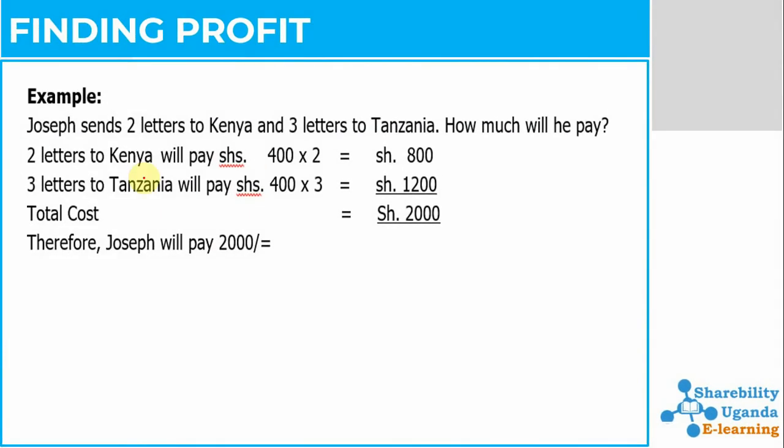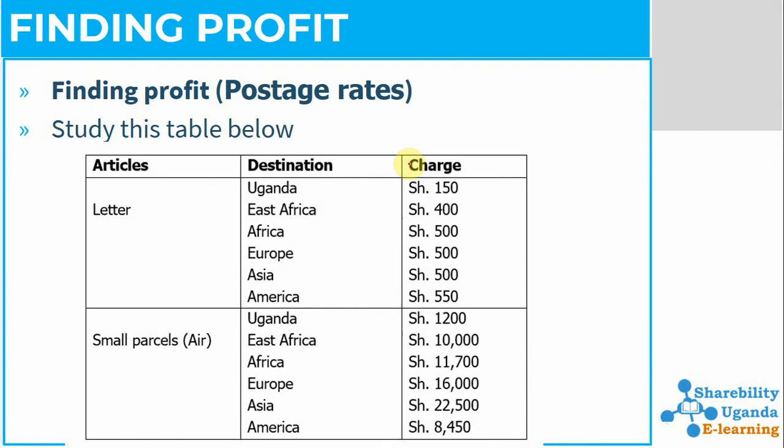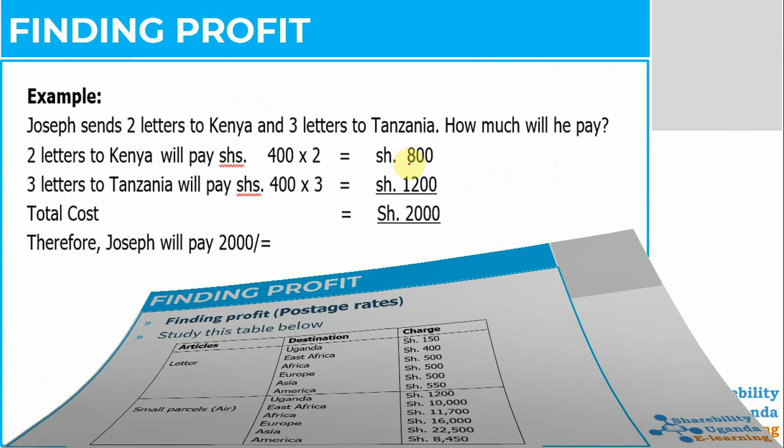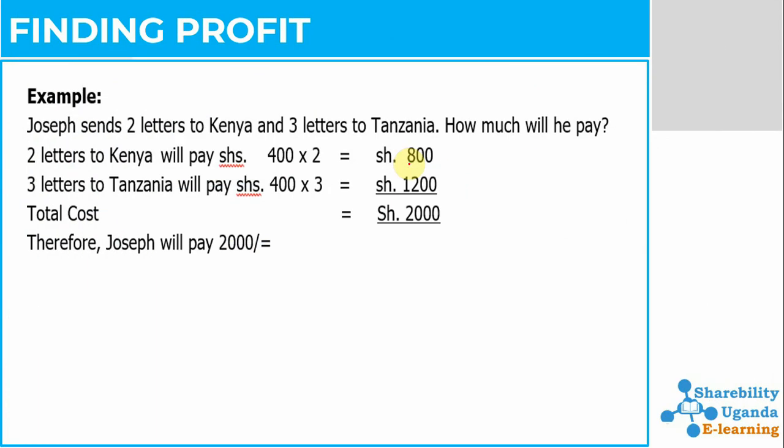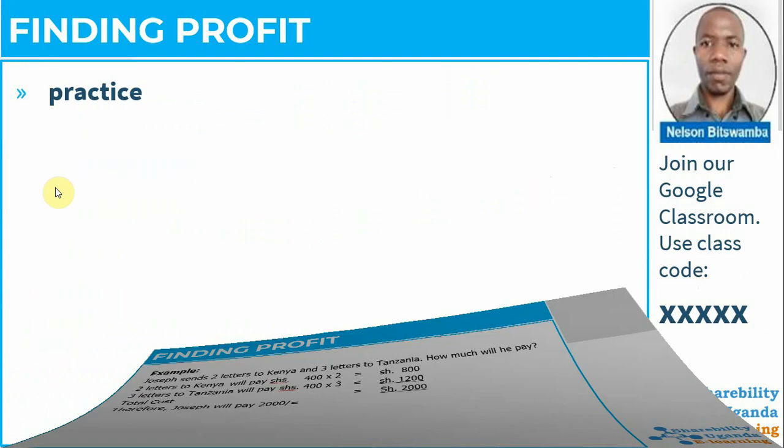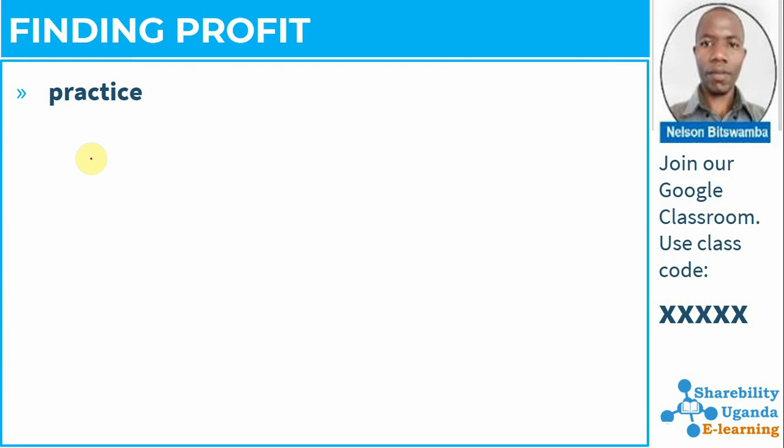They are saying Joseph sent 2 letters to Kenya, 3 letters to Tanzania. Okay, now we can practice this and see. They are talking about the 2 letters. I'm going to abbreviate this as 2L, and also 3 letters, 2 letters to Kenya.